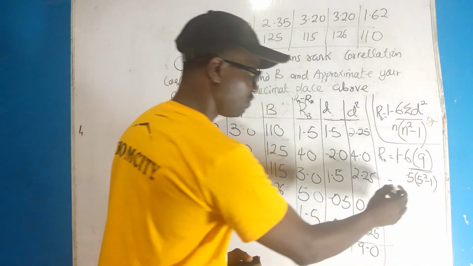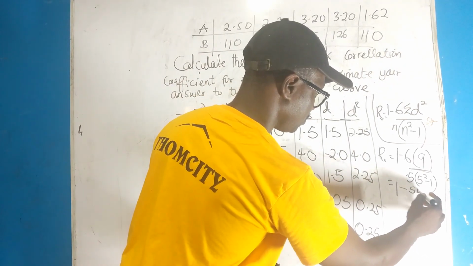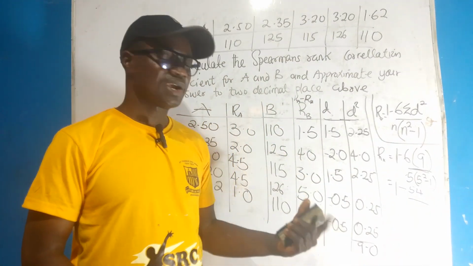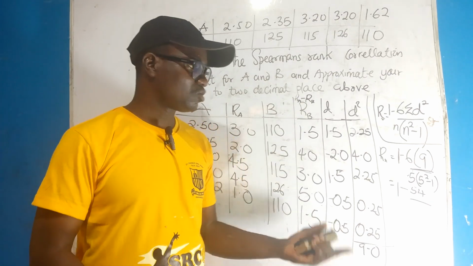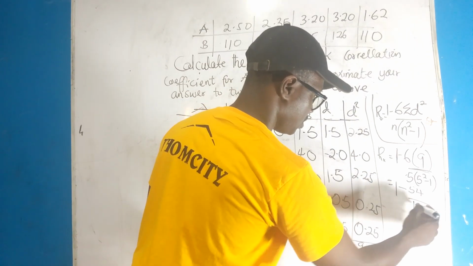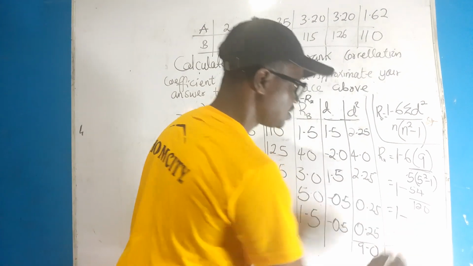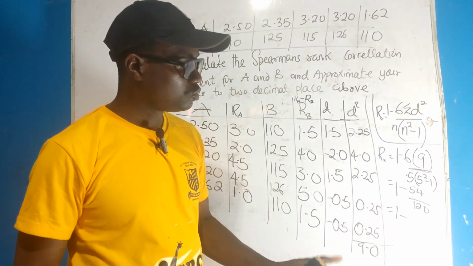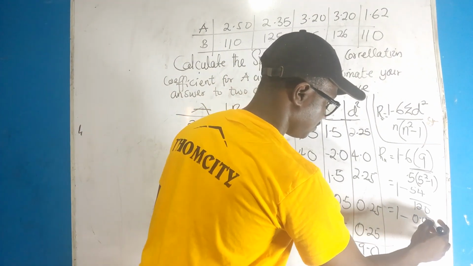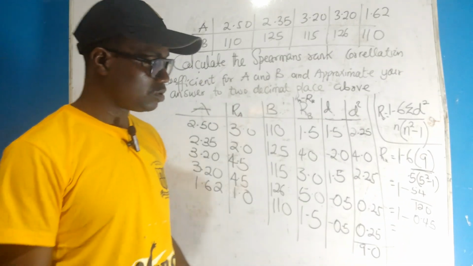So from here, you are going to have 1 minus 6 times 9 will give you 54 over 5 into bracket 5 squared minus 1. 5 squared is going to give you 25 minus 1, which is 24. And 5 times 24 will give you 120. And simplifying, you are going to get 1 minus 54 divided by 120. I think it's going to give you 0.45. So 0.45.